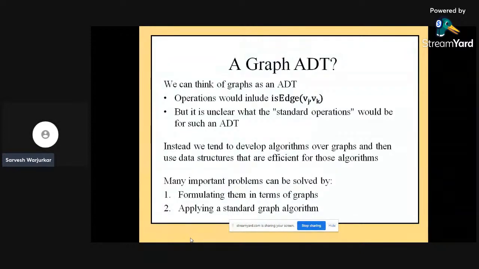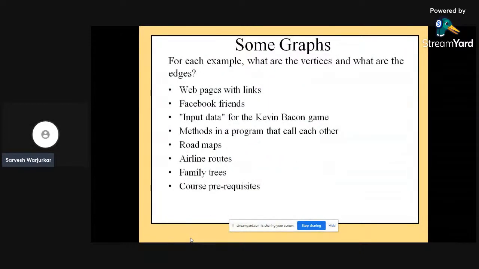Next are some examples of graphs, where we identify the vertices and the edges. A very good example is web pages with links, or Facebook friends, which is a complete structure. If you see the main window of Facebook, it shows connecting vertices from various countries from where we are connected in the world. The nodes are nothing but the countries, and the links connecting them are nothing but the edges.